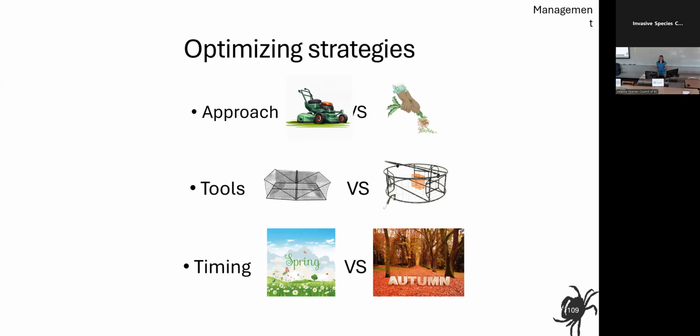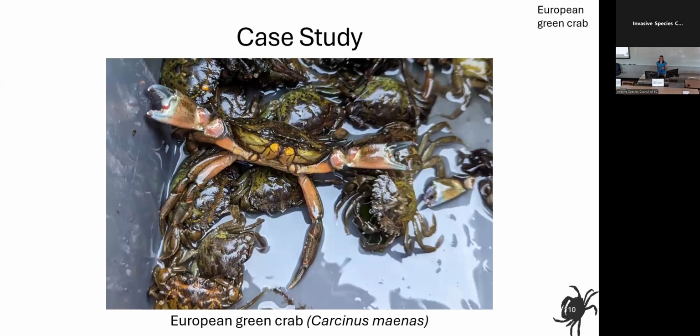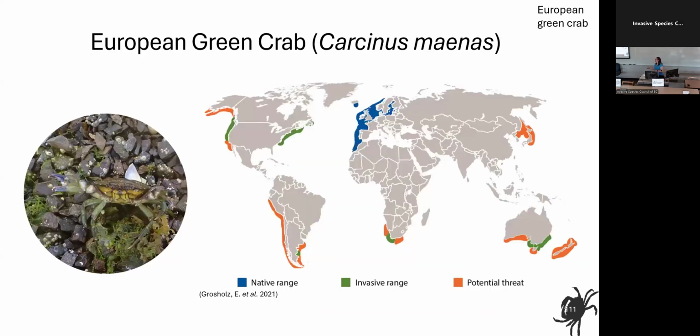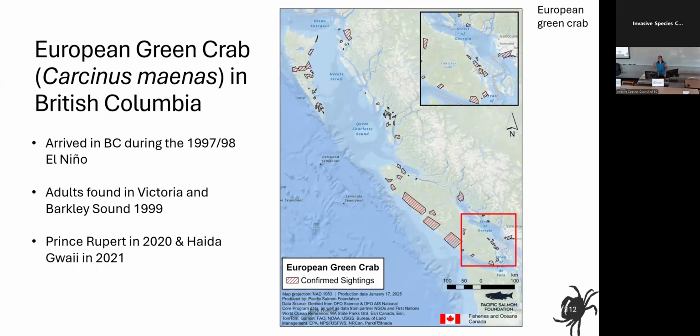For looking at optimizing strategies, I'm using green crab as a case study. You've heard a little bit about them today as well. Globally invasive, native to Europe and Northwest Africa, and one of the 100 worst invasive species. Within BC, they're thought to have arrived during the 1997-1998 El Nino, with adults being found in Victoria and Barkley Sound in 1999, and they have slowly moved their way north up to Prince Rupert and Haida in 2020 and 2021.